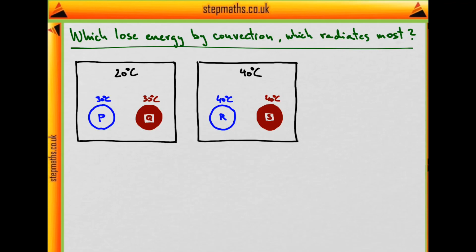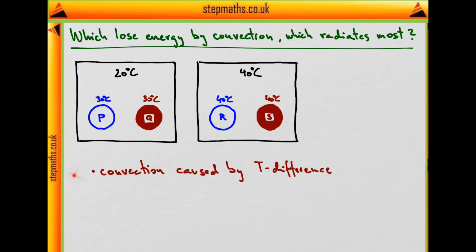And there's a big difference between the blue ones and the red ones, because the red are matte, they're dull, and the blue balls are shiny. Now our task is to decide which of these will lose energy by convection and which one radiates the most thermal energy. So here's one fact for you.